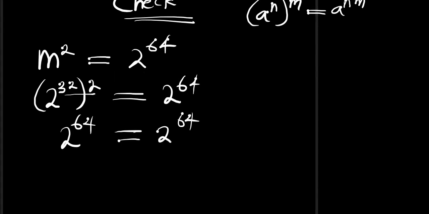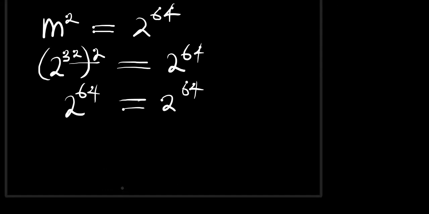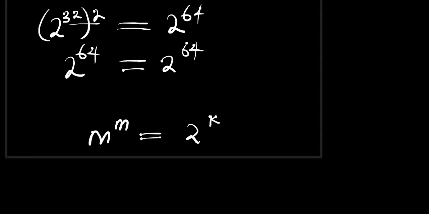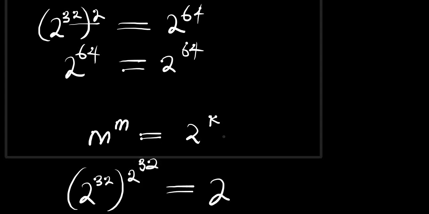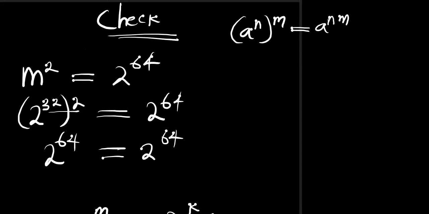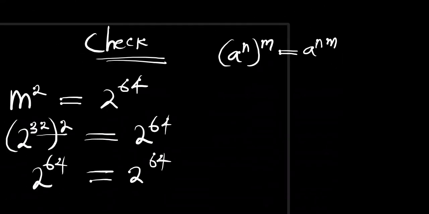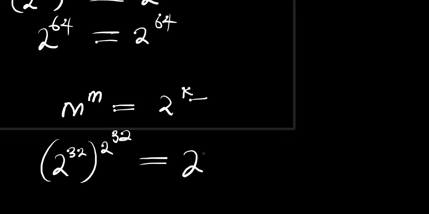Now that is right. Secondly, you can also use the second equation to check. If you have m^m, this should give us 2^k. That means m^m, if we have (2^32)^(2^32), this should give us 2^k. Remember, let's check the value of k. k is 2^37, so we have 2^37.